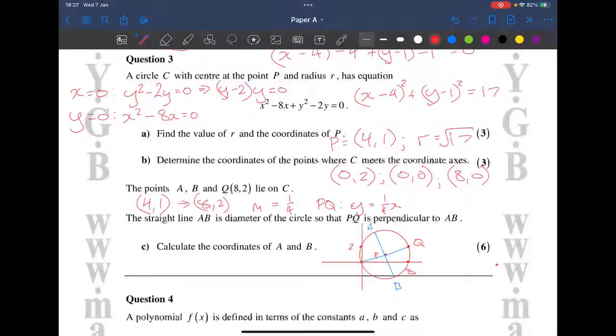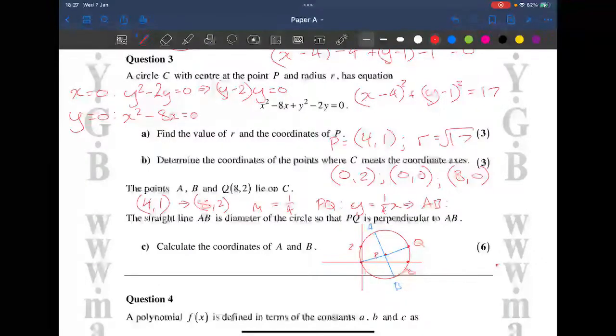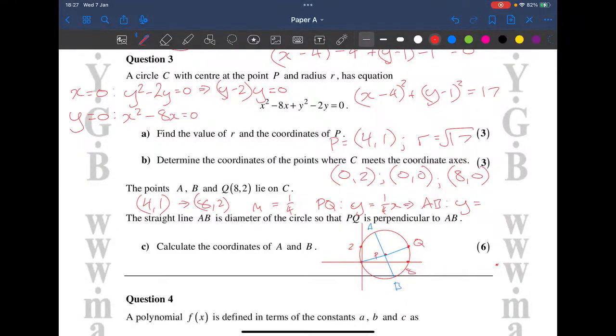So using the negative reciprocal, we can see the line AB then, that's going to be y is equal to minus 4x plus some c value that we need to figure out. To do that, we can use the centre of the circle, point P, because we know it passes through that point.